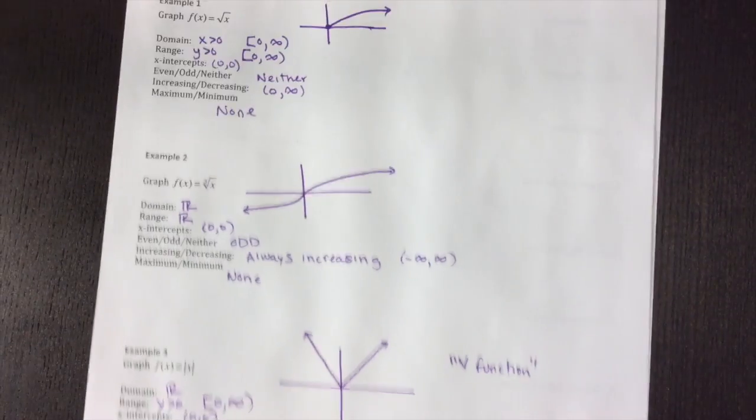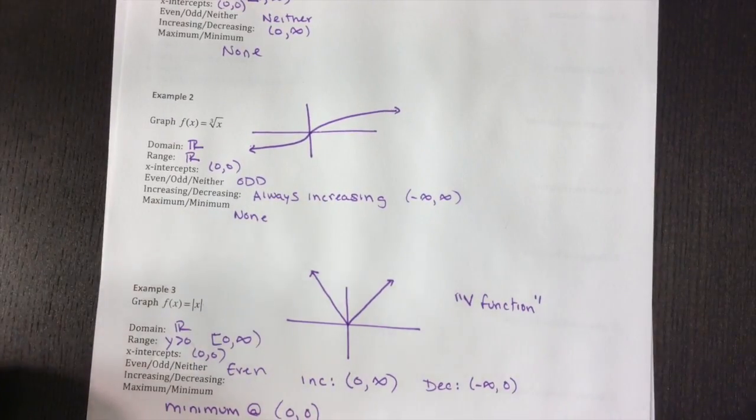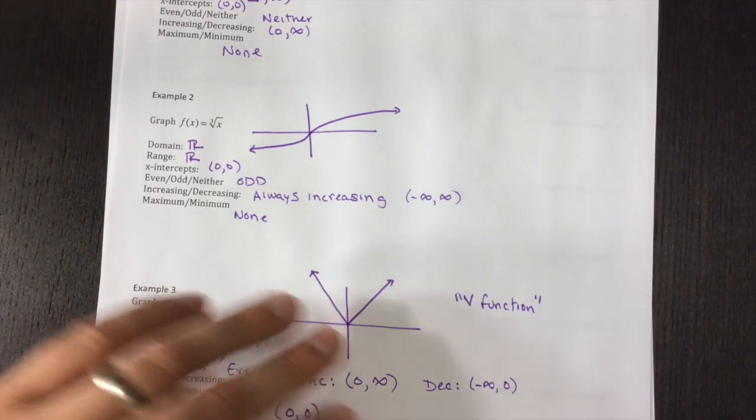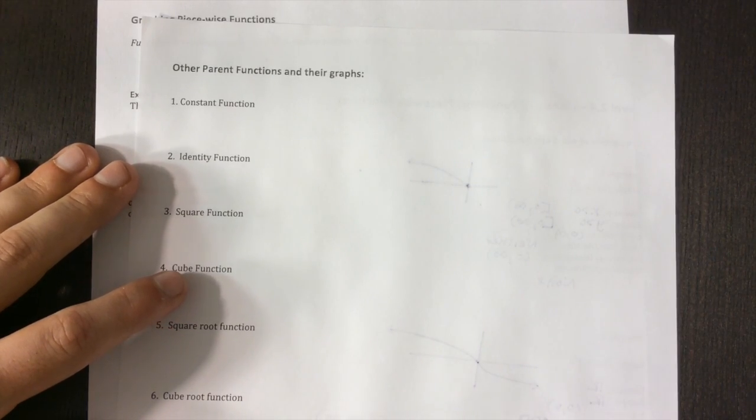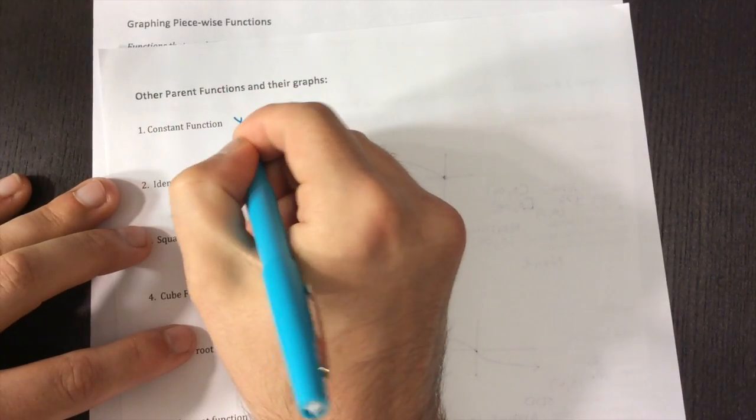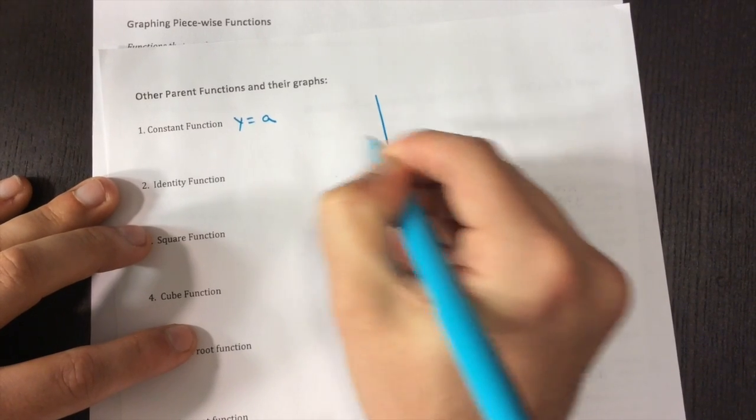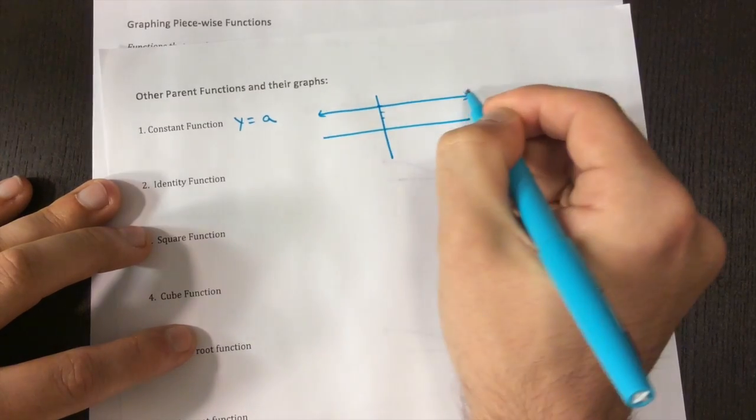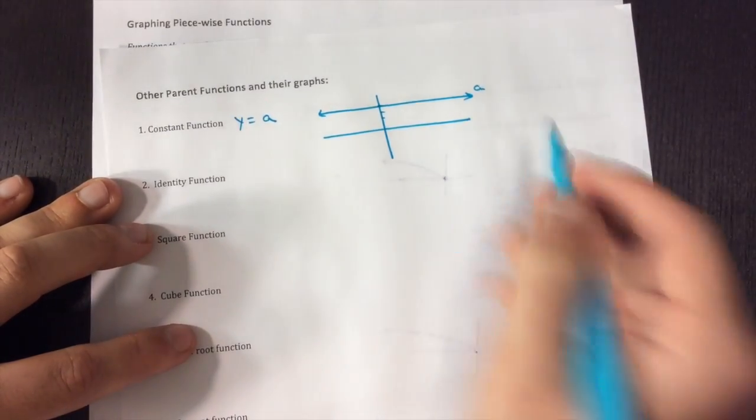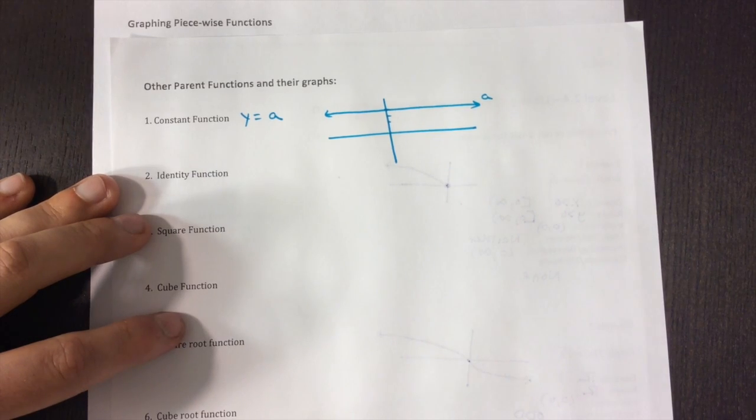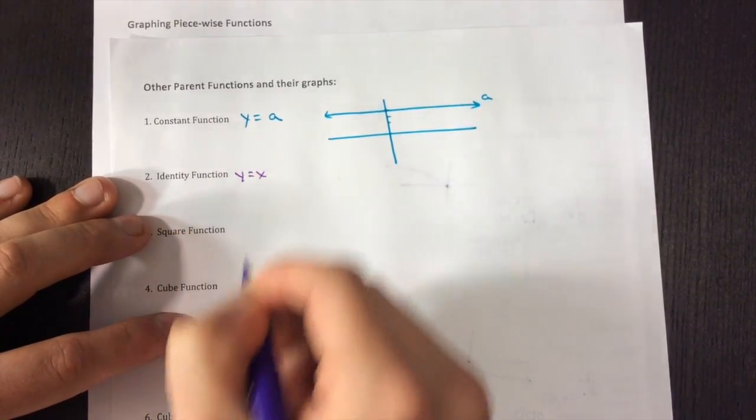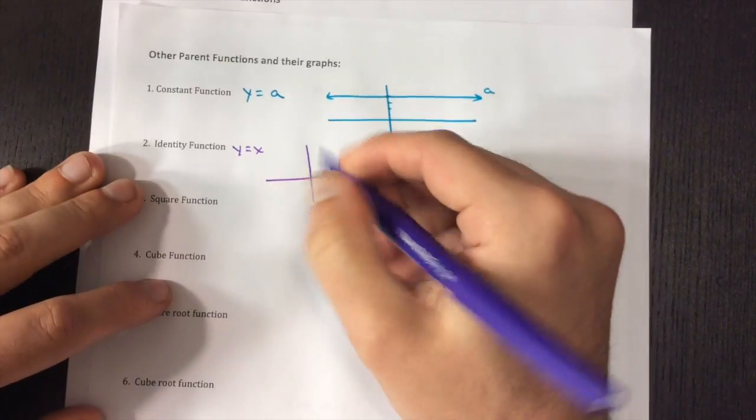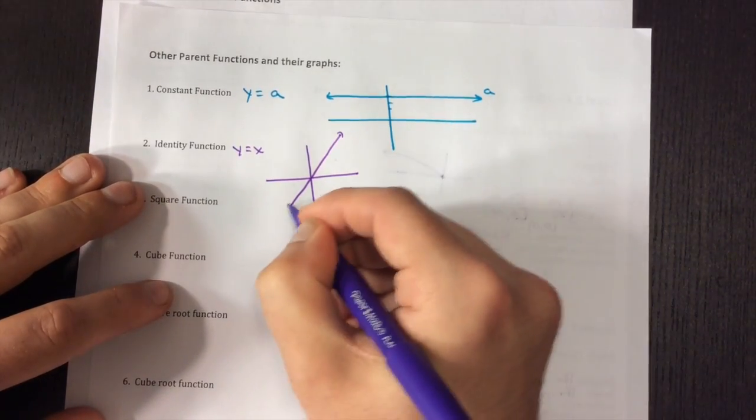So this might be a lot. I expect you to know these first three to start and be able to examine all the different properties. If we flip it over, we're just going to do a quick run through of all of these functions and what they look like. So a constant function, this is y equals a. Whatever number we're at, we just get a constant function. The next one we get, identity function. That's y equals x. That's a line that intersects the y-axis and has a slope of 1.